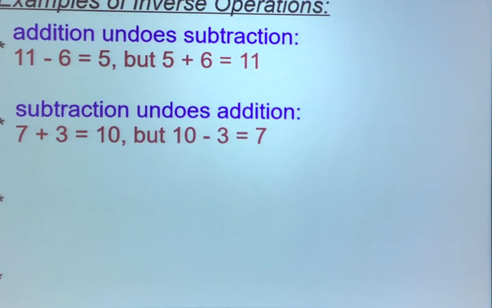Subtraction also undoes addition. Look at this example. If we start with 7 and we add 3 to it, we get a sum of 10. If we take that sum of 10 and subtract 3, we're back where we started at our 7. So subtracting 3 undid our adding 3.